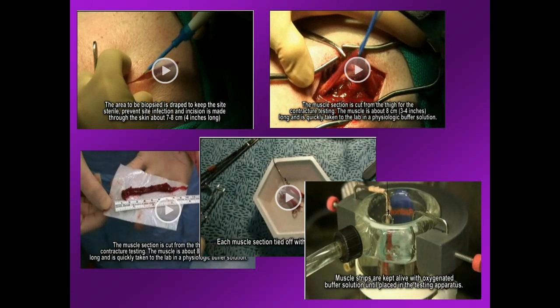This slide just shows the steps involved in performing a muscle biopsy for the caffeine halothane contracture test. An incision is made in the lateral thigh, and a piece of muscle is dissected from the vastus lateralis and suspended in a tissue bath. The muscle is connected to an electrical source, and tension is generated in the muscle, and then the muscle strip is exposed to halothane, which is one of the volatile anesthetic agents, or caffeine, and the tension generated in the muscle is measured.